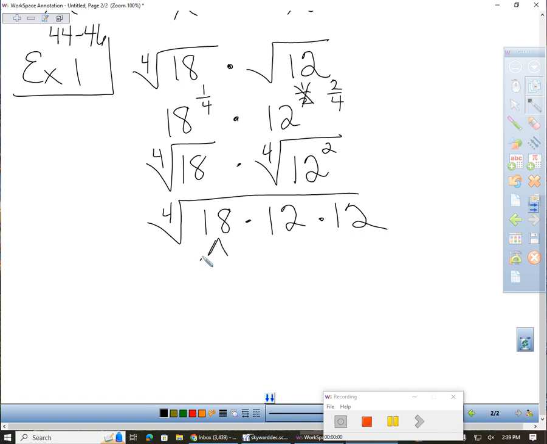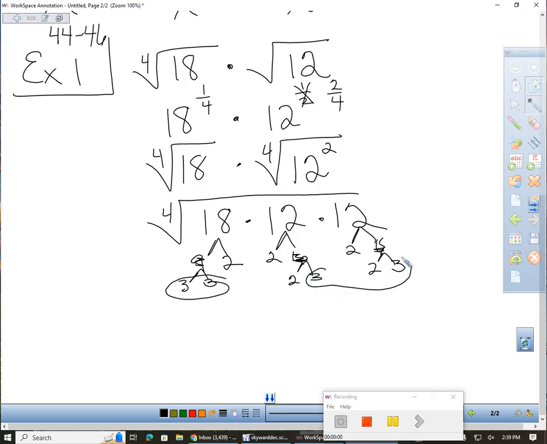So 18 is 9 times 2. 9 is 3 and 3. 12 is 2 and 6. 6 is 2 and 3. 12 is 2 and 6. 6 is 2 and 3. Now, in order to come out to the party, how many do I need? 4. All right. How many? Let's see. I have 1, 2, 3, 4 threes. Right? Here's 2 of them. 3. All right. I have 4 threes.